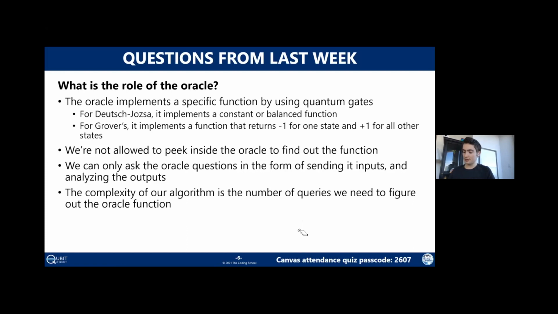In Grover search, we will see that the complexity is unfortunately not order 1. That would be incredible. It does grow with the number of inputs, just not as badly as it does in the classical case. We won't see it explicitly here, but I'll just mention that if you want to do Grover search on larger and larger problems, you would need more and more of these oracles.